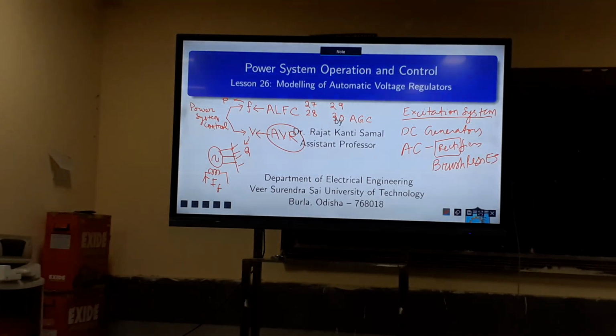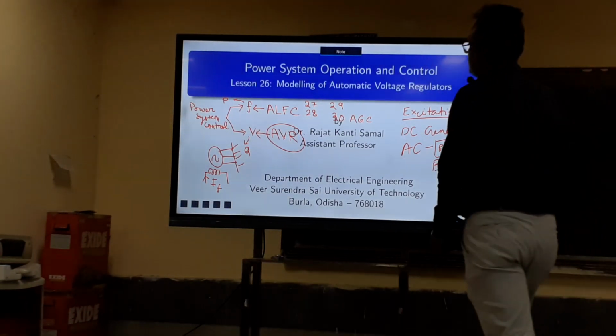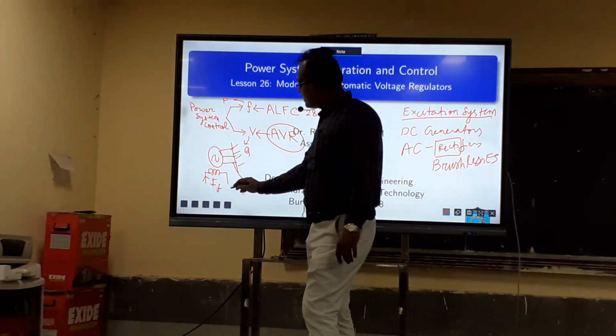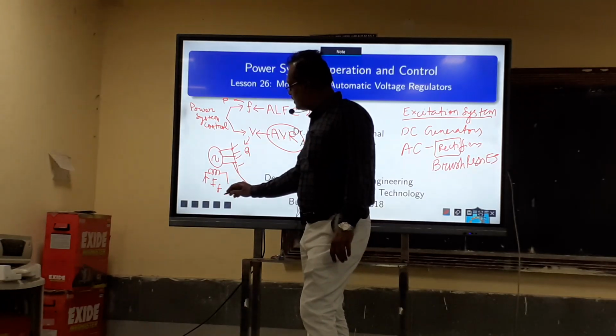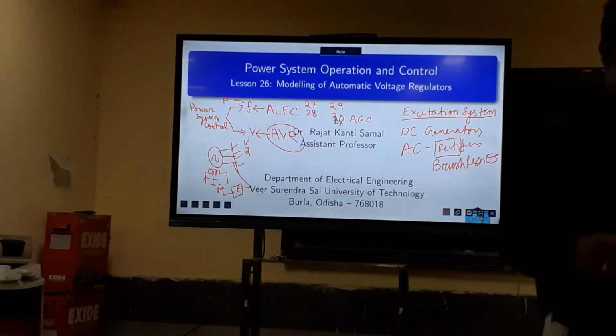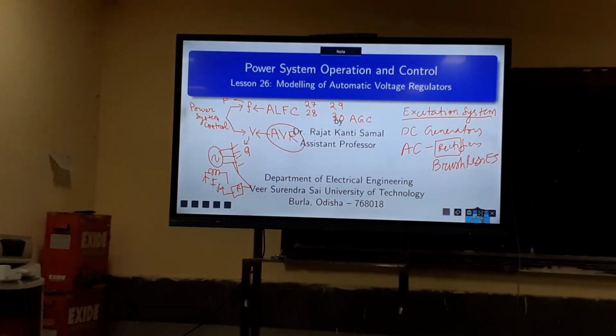The other one is the simplest one. What is that? No need to provide any kind of separate generator. Simply take some part of the output of the original generator and again give it to the field. So what you do is take the output from here itself, put a rectifier, and give it to the field. Only a part of it. But then, in this case, what is the problem?